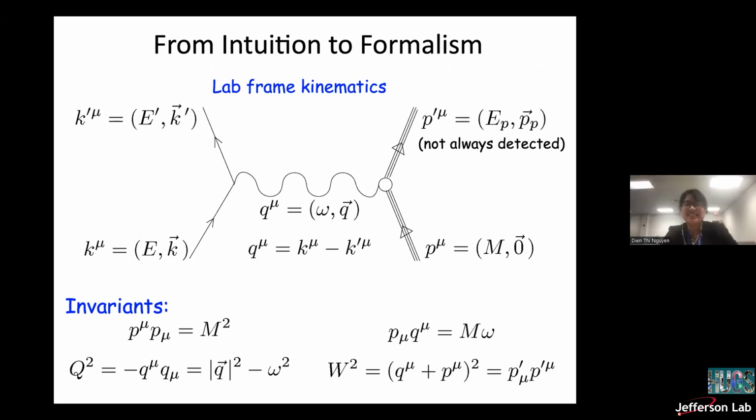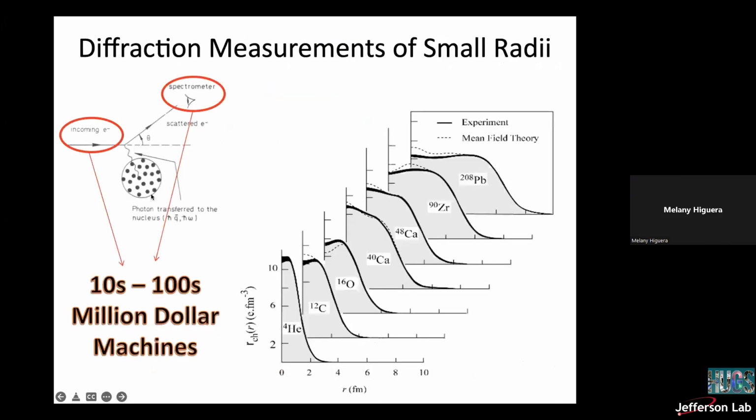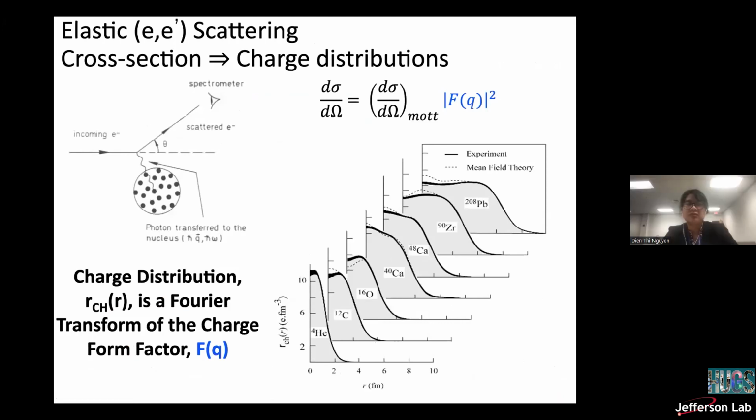You say why you use electron for this scattering process, but why don't you use, for example, muons if they have very similar properties to the electrons, for studying, for example, the form factors of the pion or the proton?